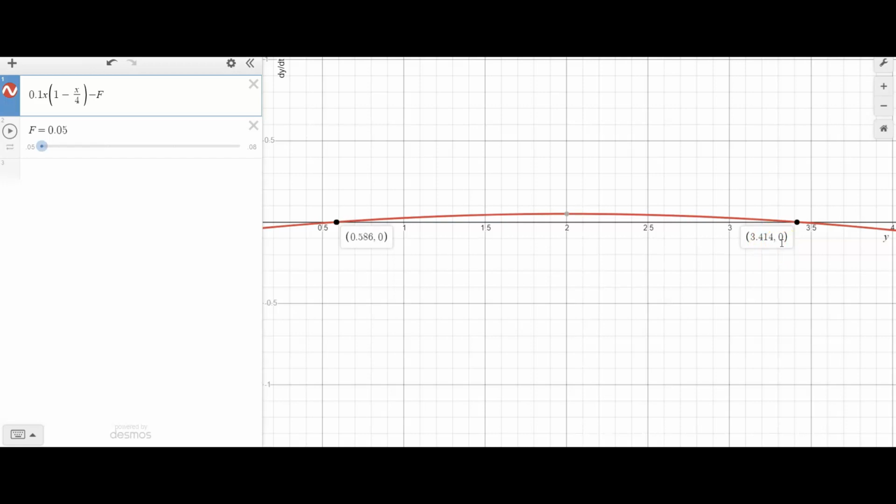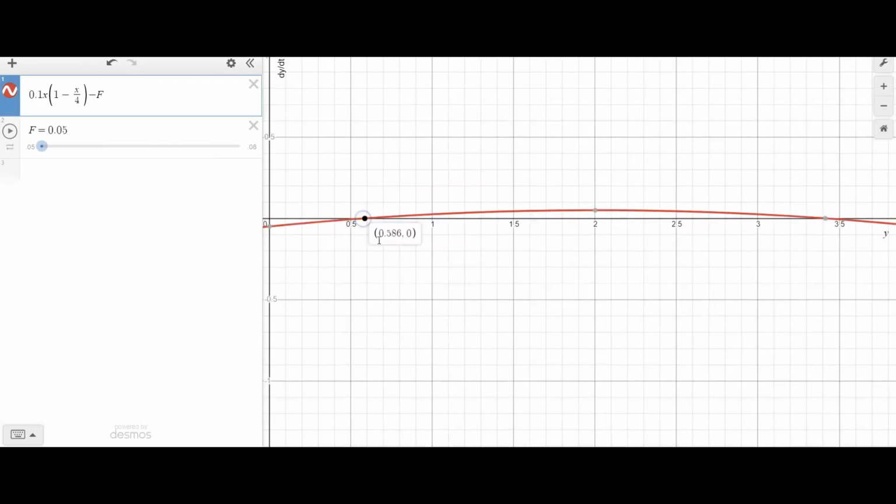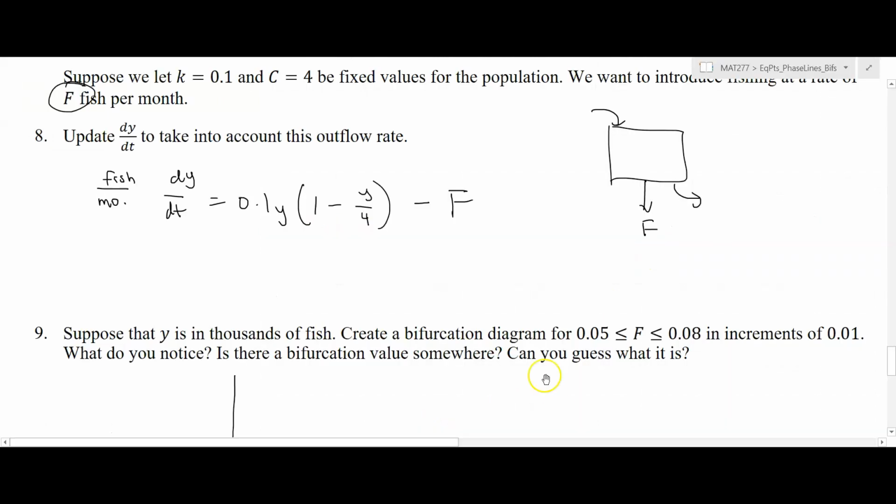Now you might say, well, why didn't we subtract 0.05? Well, it's a little bit more complicated than that because this is a monthly fishing rate, which then naturally affects reproduction, right? Because those fish that we catch can't reproduce. And so it affects more fish than we might imagine. Also, if you have fewer than 0.586 thousand, or 586 fish, then your population is going to go into extinction if you're going to fish at that rate. So we'll just say about 0.586 and 3.414.